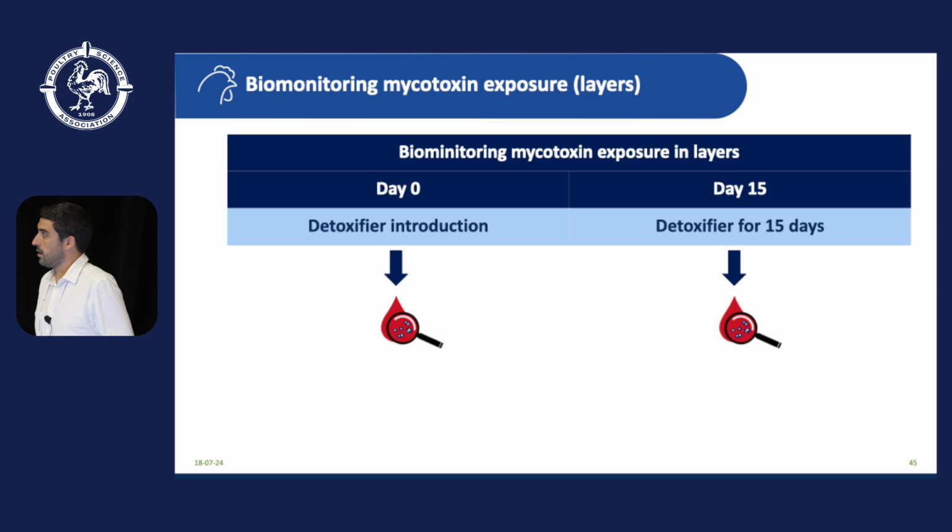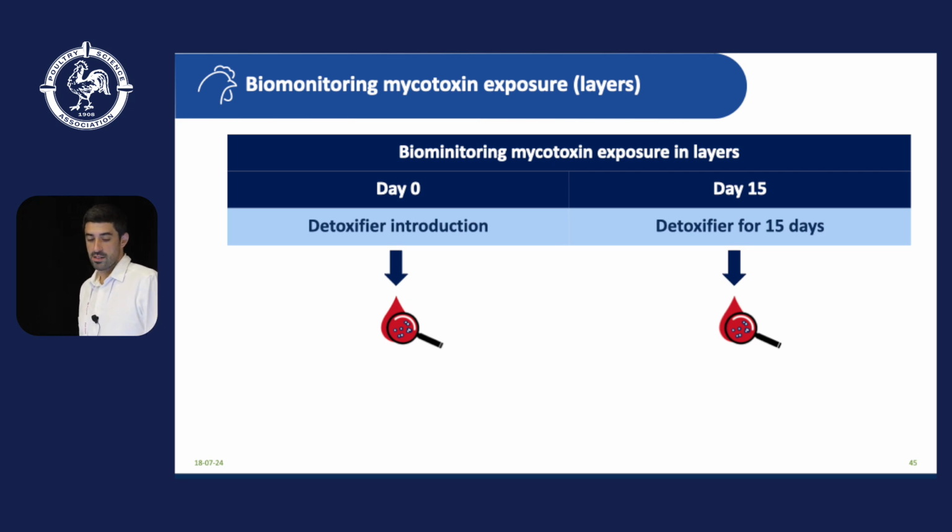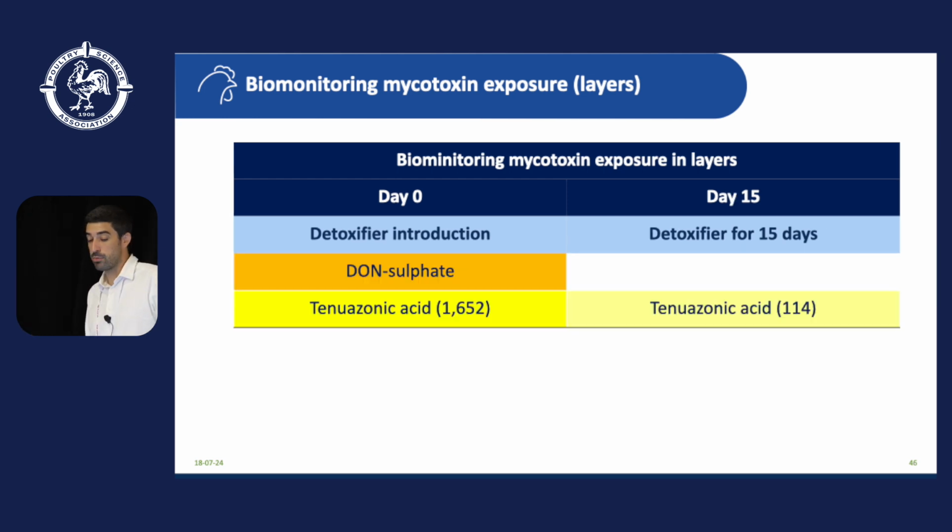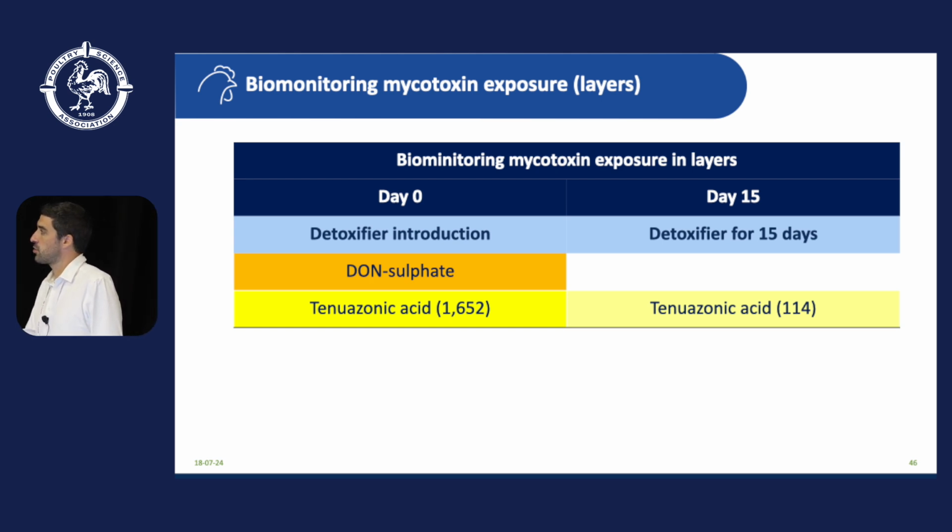So in layers, very quick, one example of a case where we collected blood samples before a detoxifier introduction. And 2 weeks later, after using the detoxifier, we repeated the blood analysis. And here we can see the blood results. While before the detoxifier introduction, we detected DON and tenuazonic acid in the blood, 2 weeks later, DON was completely removed, tenuazonic acid was reduced 10 times.